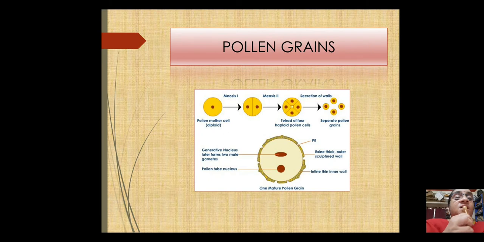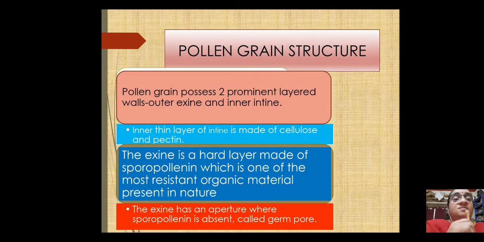Here you see the pollen mother cell, which is diploid, undergoes meiosis to produce what are called tetrads, or haploid pollen cells, and they are separating to form what are called pollen grains. The picture below shows that the pollen grain, when initially formed, is unicellular, uninucleate, but the pollen grain divides unequally to form a larger and a smaller cell, and at the two-celled stage the dehiscence occurs.